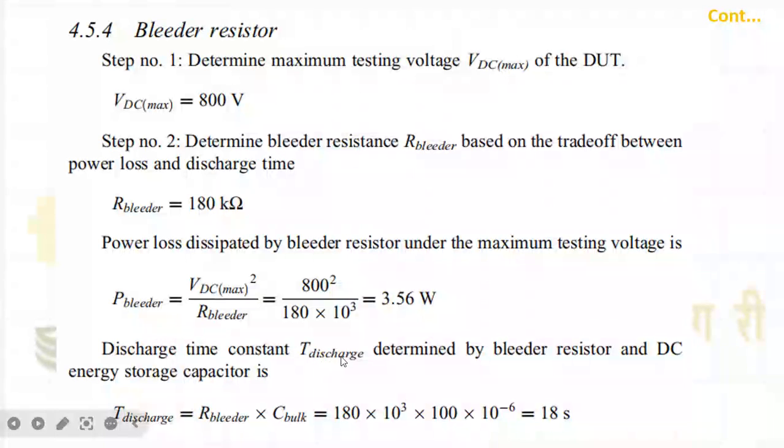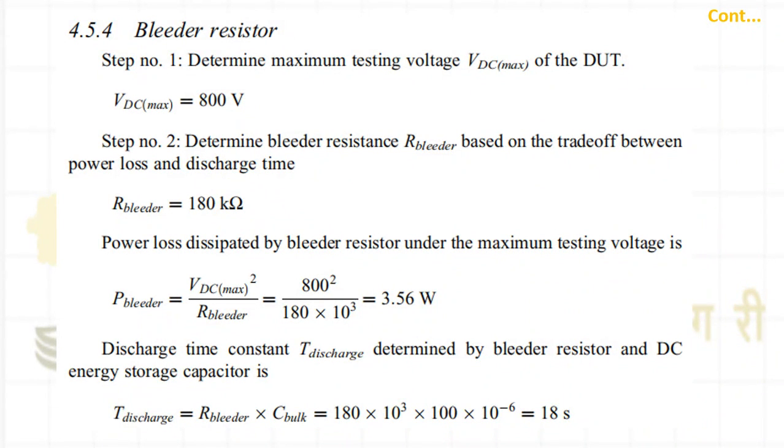So for the discharging time constant, determine the bleeder resistance from the energy source. So tau equals R C, R bleeder into C bulk, which I have just done. So it is 180 into 10 raised to the power 3 and into 100 into 10 raised to the power minus 6. So it comes to nearly 18 seconds, which is fine. So I can choose this value of R bleeder for my device and for my circuit, for my double pulse circuit. So this is okay for me.